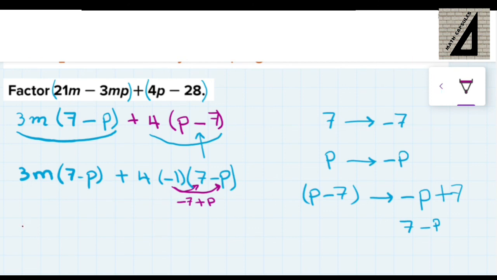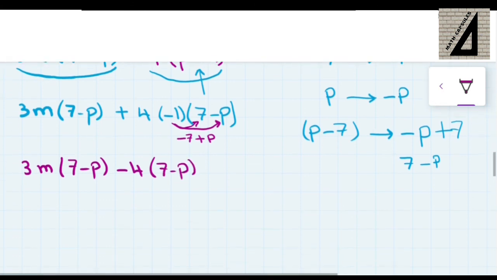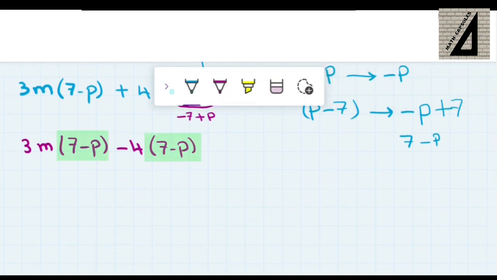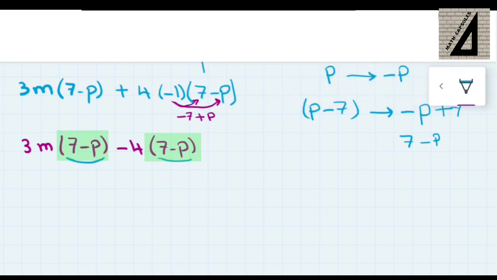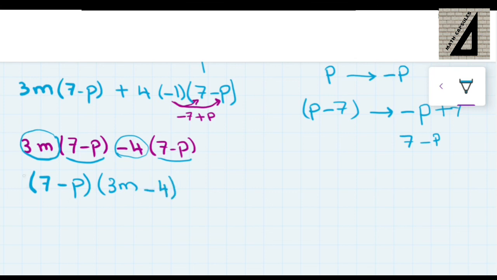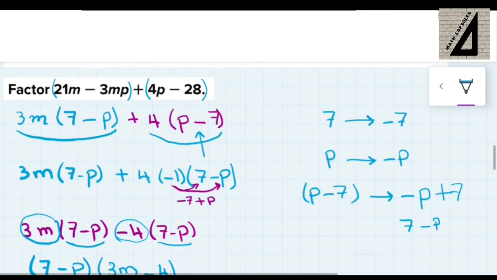Now, the last step is just to simplify. So 3m times 7 minus p, and 4 times negative 1 is negative 4, and again we have 7 minus p. Now here we have 7 minus p common between the two terms. So I will take it as a common factor. What remains from the first term is 3m, and what remains from the second term is negative 4. So this will be the final answer for this factoring problem.